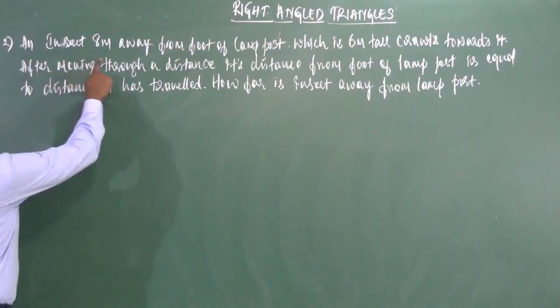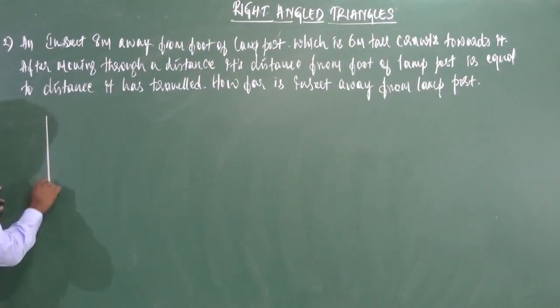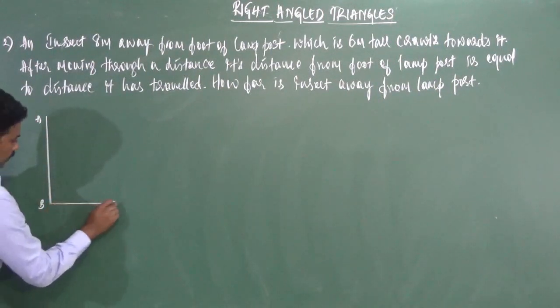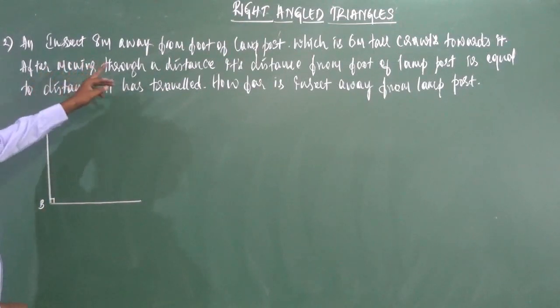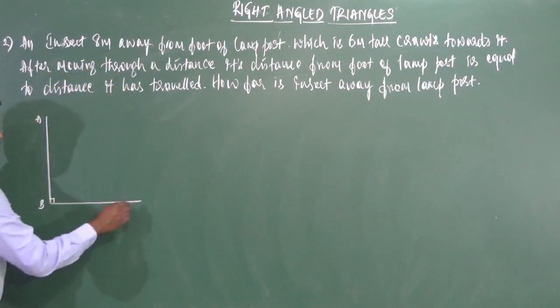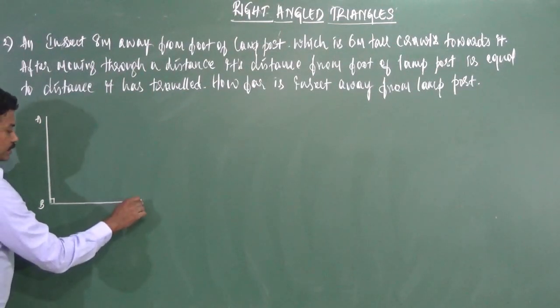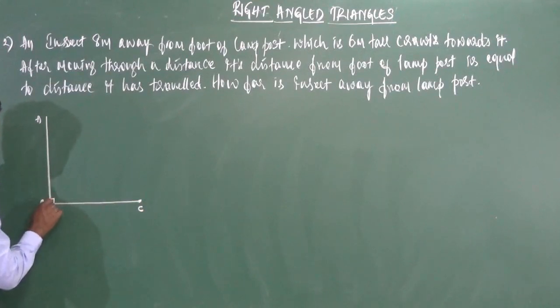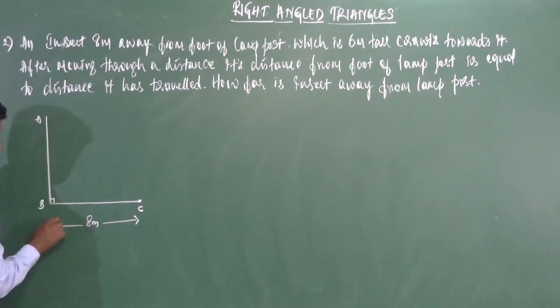An insect 8 meters away from the foot of a lamp post. Let us take a lamp post. Let AB be the lamp post. This will usually be perpendicular to the ground. So this is the lamp post and this is the ground level. An insect 8 meters away from the foot of a lamp post. Let us consider an insect here at point C. This insect is 8 meters away from the foot of the lamp post. So this distance is 8 meters.